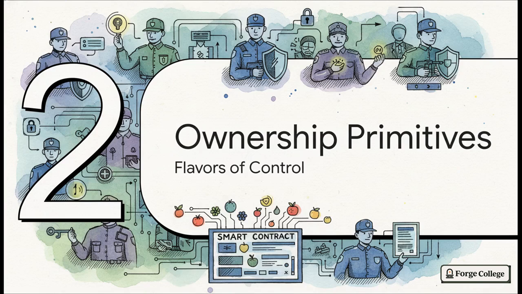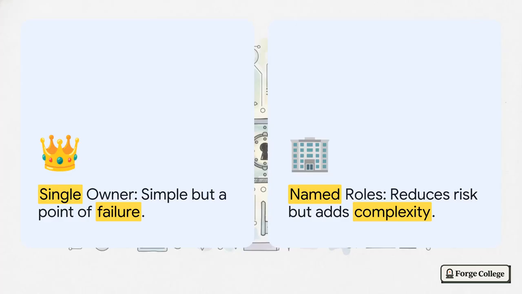Moving right along to Section 2, Primitives of Ownership, let's look at the different flavors of control we can actually build into our contracts. Consider the stark contrast in ownership models here. First, you have the single owner. Think of this as a benevolent dictator. It's incredibly simple to implement, but man, it is a massive single point of failure. If you lose that one key, it is literally game over.